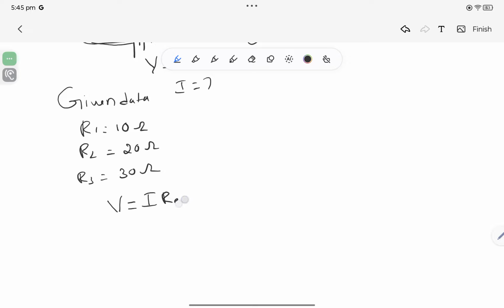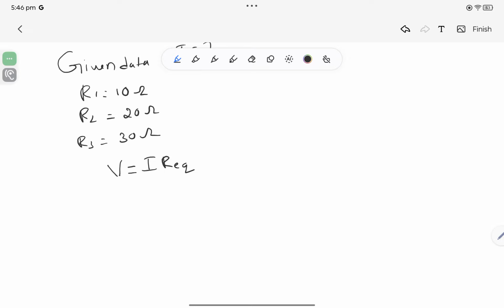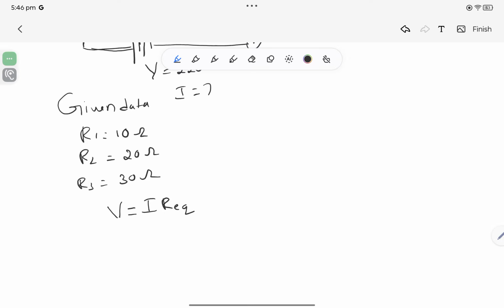Here R means R equivalent. One resistance is R equivalent. EQ stands for equivalent. So V is given, V is stated as 220 volt. Generally we use a 220 volt supply.